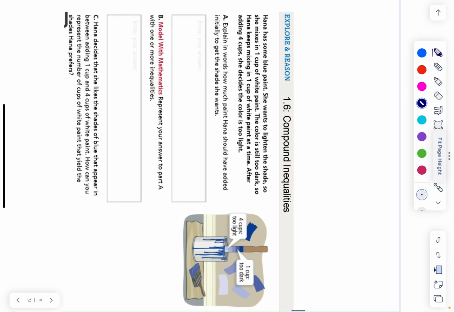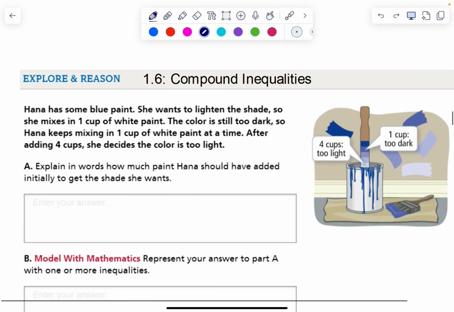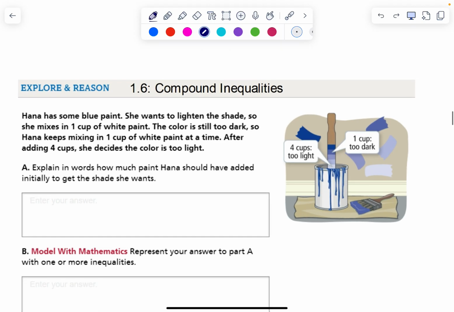We're not going to take time to work through this whole problem. Let me turn this so you can see it better. But let's think through this scenario. It says Hannah has some blue paint. She wants to lighten the shade. So anybody who's ever done paint or maybe even pastels, like chalk or oil pastels, has done this. So she's going to mix in a cup of white paint. The color is still too dark. So she keeps mixing in a cup of white paint at a time.